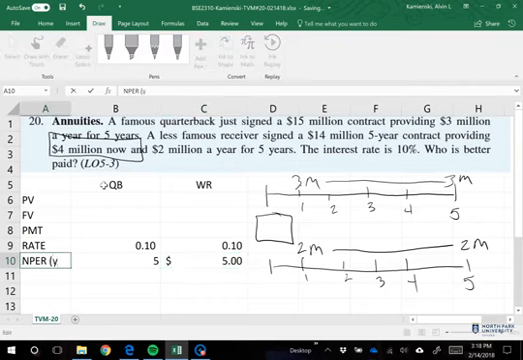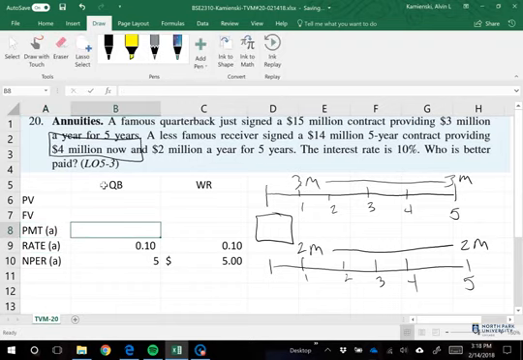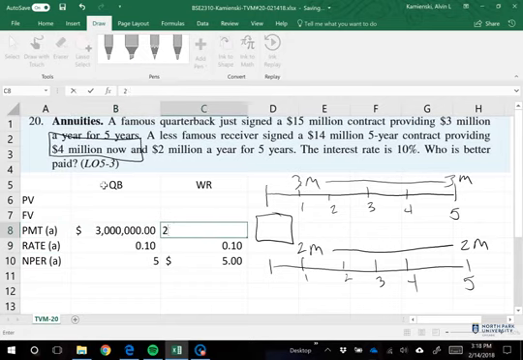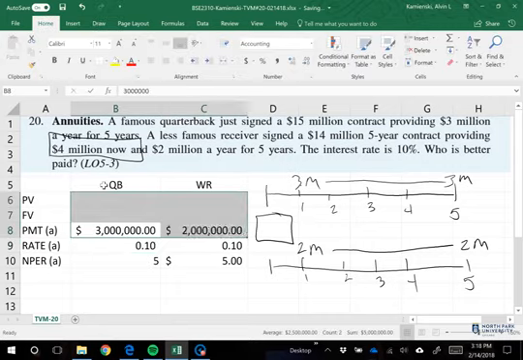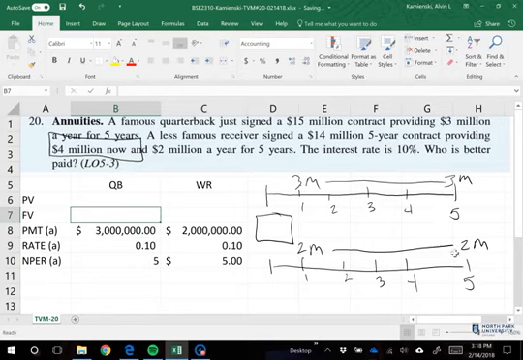I always like to think about this in terms of, do our periods match? So we've got a rate that's annual. We have a number of periods that's annual. And the payments that they're going to receive are also annual. For that quarterback, it's $3 million each year. And for that wide receiver, it's $2 million each year. But we now also recognize that there is no standalone future value at the end for either contract. It's not like it's a balloon payment or an incentive payment that comes at the end of the contract.